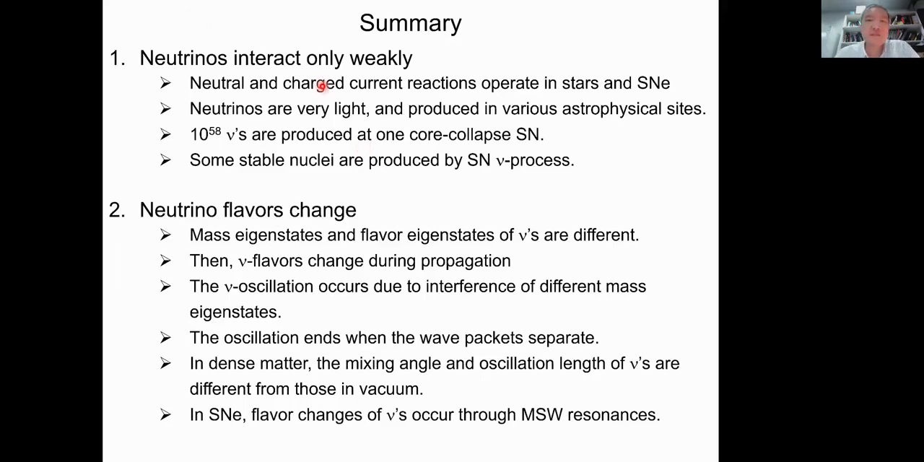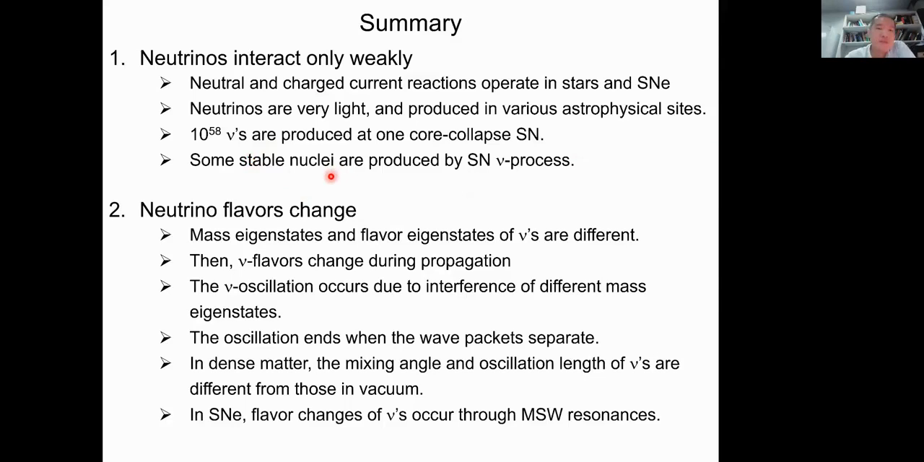Okay, let's summarize today's lecture. Firstly, neutrinos interact only weakly, and there are two types of reactions: neutral and charged current reactions that operate in stars and supernovae. Neutrinos are very light and produced in various astrophysical sites. Inside the core collapse supernova, 10 to the 58 neutrinos are produced. And some stable nuclei observed in the solar system are produced by the supernova neutrino process.